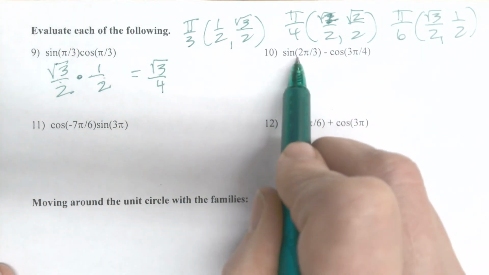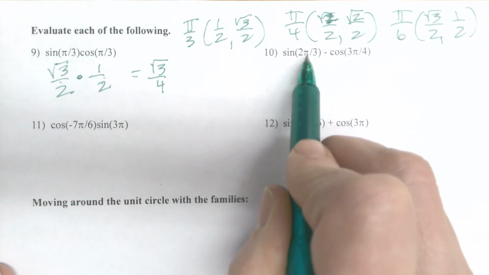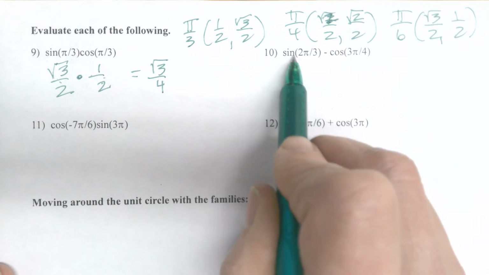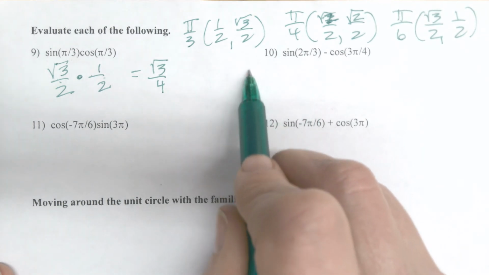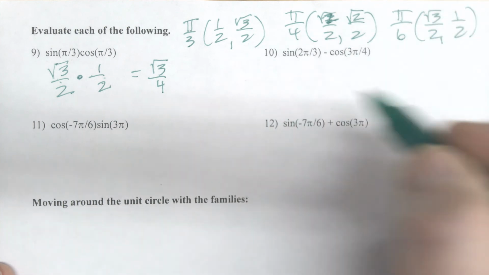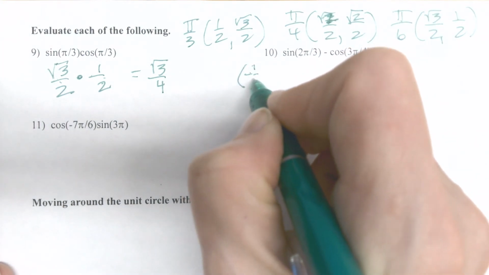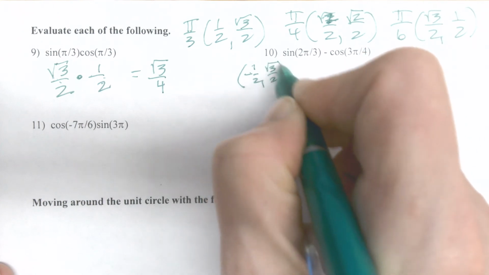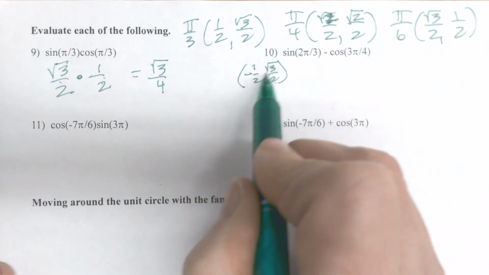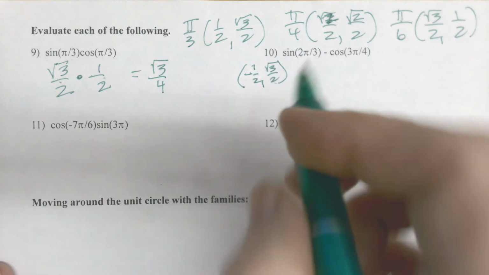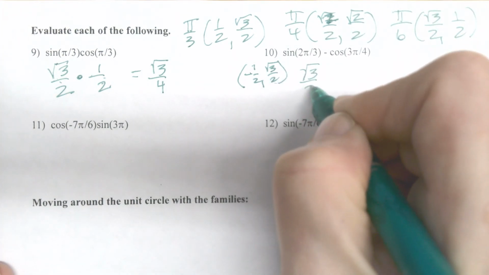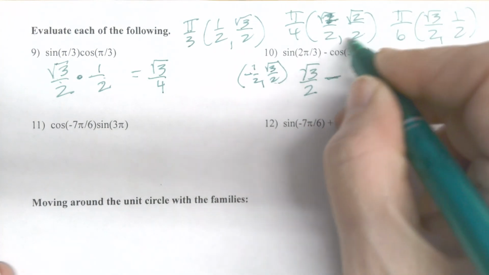In here, sine of 2 pi over 3. That's a second quadrant, because it's more than a half pi, but less than a whole pi. Second quadrant, pi over 3 family. So second quadrant pi over 3 is negative 1/2, square root of 3 over 2. That's the pi over 3 family in the second quadrant, negative positive points. The sine is the square root of 3 over 2 minus, then I'll go to this one.